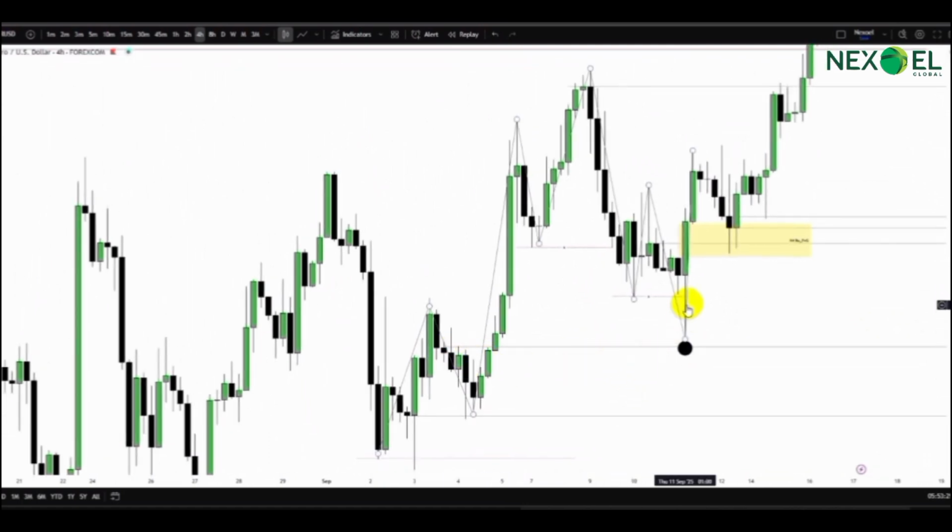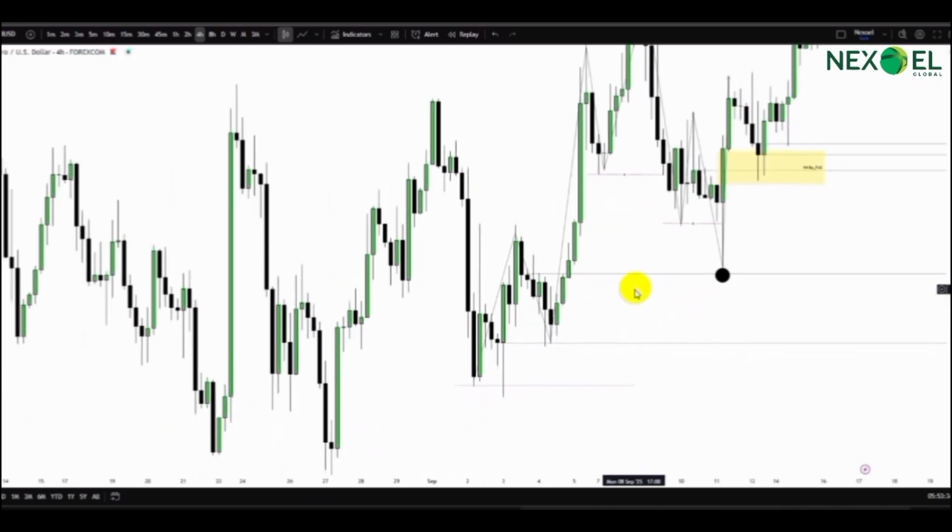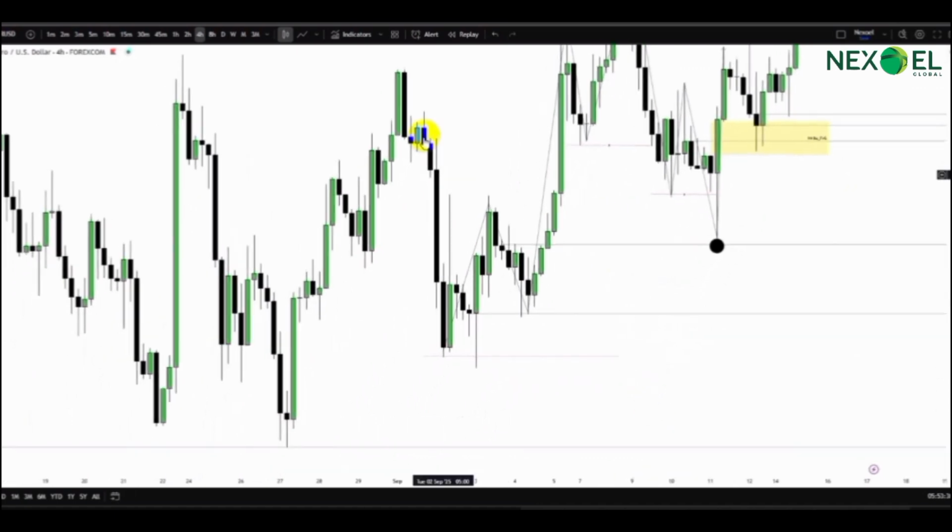Now you can see how price came to the daily zone here. And if you're looking at this structurally, this is what you can see internally here, after price mitigated. Let's go back to the daily time frame.